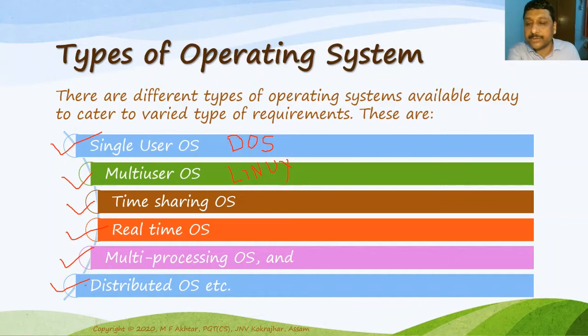Now, distributed operating system. Distributed operating system means if some work is divided between so many people, so many organizations, so many branches, then all the work must be controlled by a central computer. Then a distributed operating system is needed. Okay.